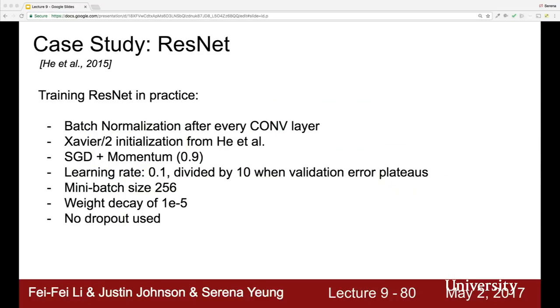So in practice, the ResNets also use batch normalization after every conv layer. They use Xavier initialization with an extra scaling factor that they helped introduce to improve the initialization, trained with SGD plus momentum. They use a similar learning rate schedule where you decay your learning rate when your validation error plateaus. Mini batch size 256, a little bit of weight decay, and no dropout.